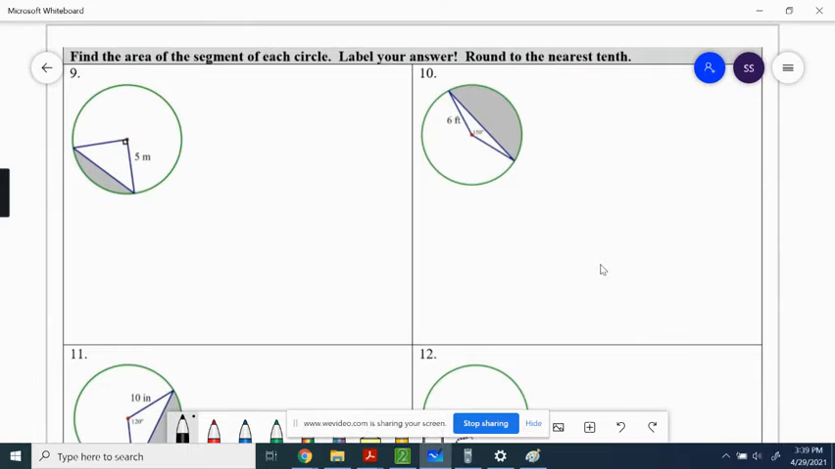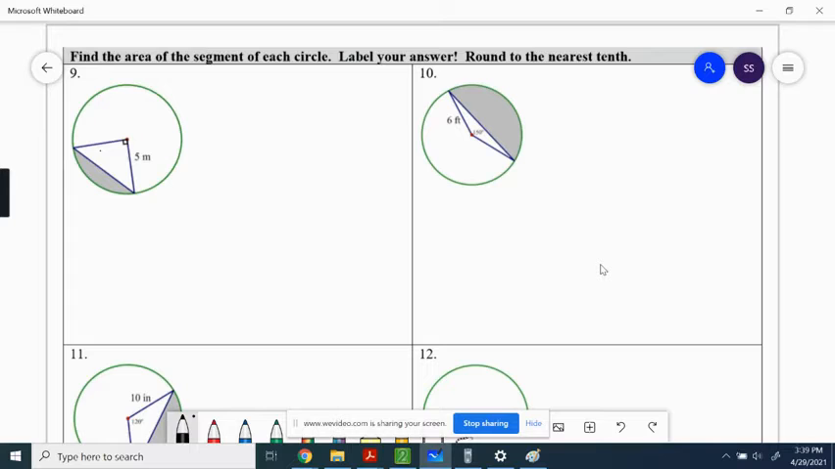So again, to figure out segments, we need to figure out the area of this sector, right? And then we subtract out the area of this triangle, and then what I'm left with is just this piece right here, which is the segment. All right, and some of these are a lot easier than others.